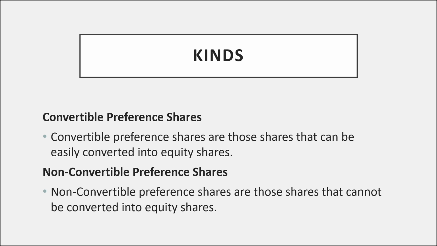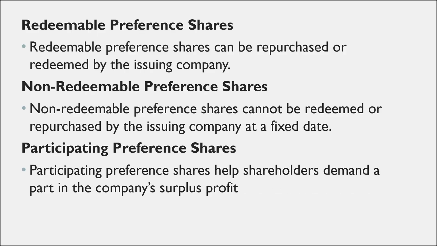Next is kinds. First one is convertible preference shares. These shares can be converted into equity shares during the lifetime of the company. Non-convertible preference shares. These shares cannot be converted into equity shares during the lifetime of the company.